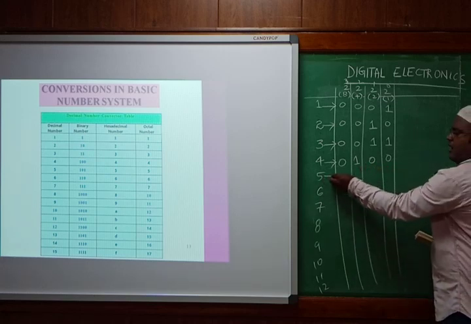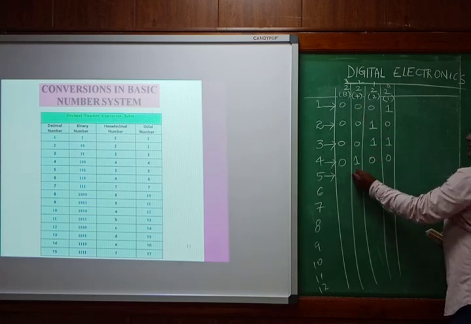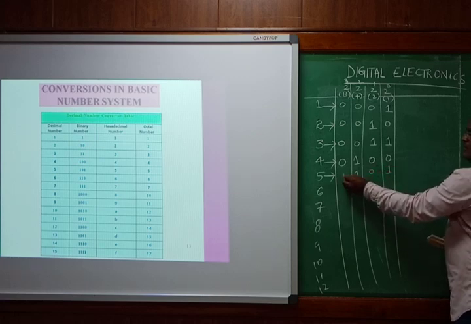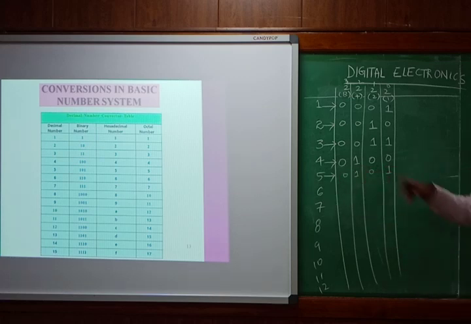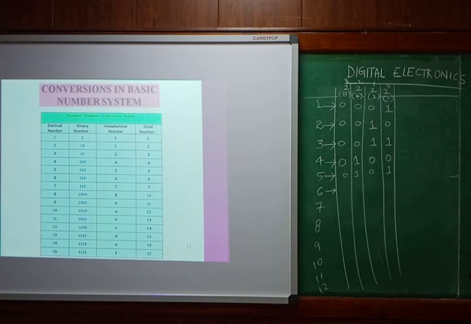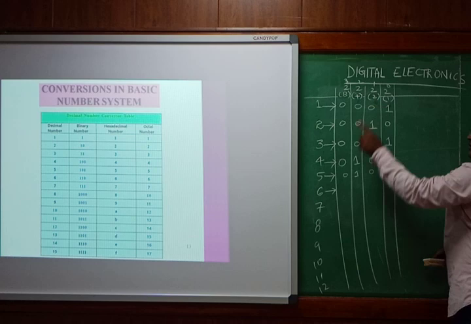Similarly, I need to write 5. To get the 5, what should I write? I should get this as 1, I should get this as 1, and remaining will be 0. So I can mention 4 plus 1, make it as 5. Similarly, I need to write 6. So how do I get 6? I can add 4, I can add 2. 4 plus 2, make it as 6.